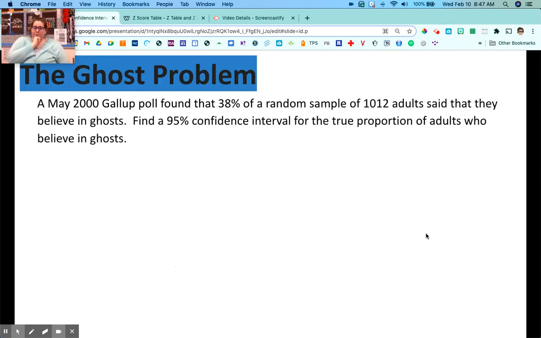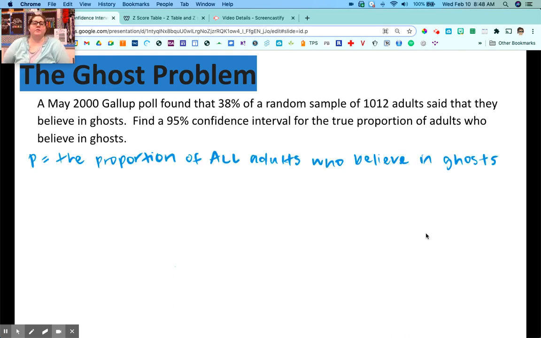So back to our ghost problem. Our first step is to define the parameter that we are trying to estimate. We are trying to estimate the true proportion of adults who believe in ghosts. So I'm going to define p equals the proportion of all adults who believe in ghosts. When we say true, true basically means for the entire population. So we could say the true proportion of adults who believe in ghosts, or we could say the proportion of all adults who believe in ghosts, as long as we're somehow conveying that this is for the entire population.